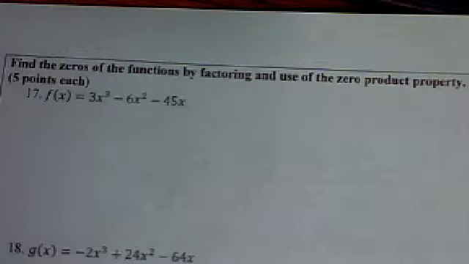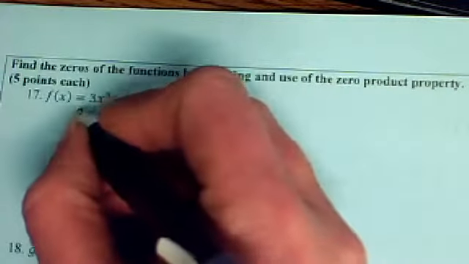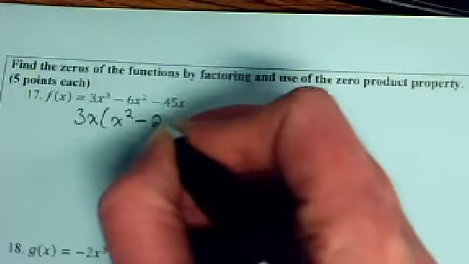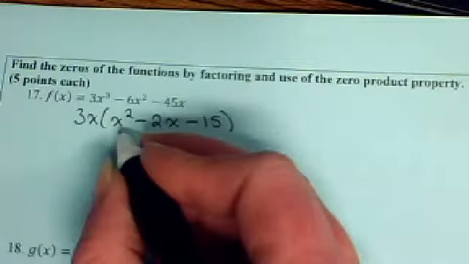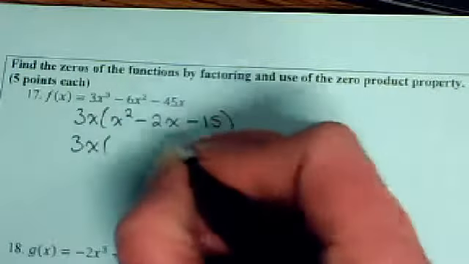Finding the zeros by factoring means you have to factor first. One thing that's nice is that these actually have a greatest common factor. These are all divisible by 3, and they all have an x in them. So that would leave me with x squared minus 2x minus 15. Ooh, since it doesn't have anything in front of x squared, that makes it so much easier to factor.